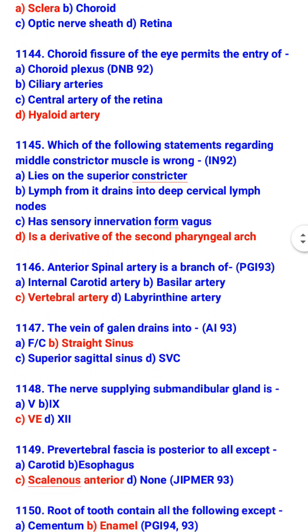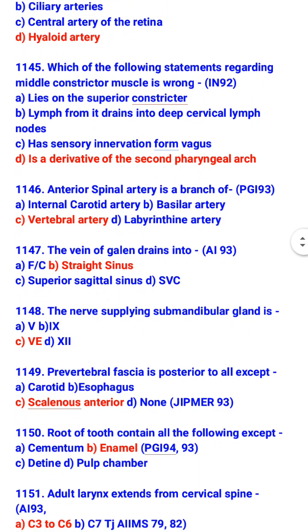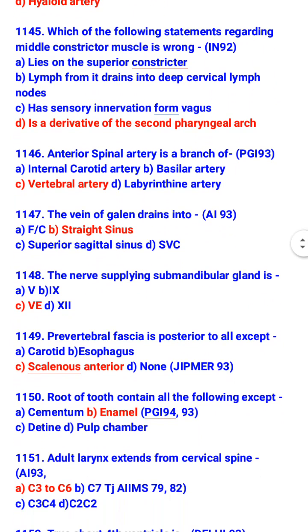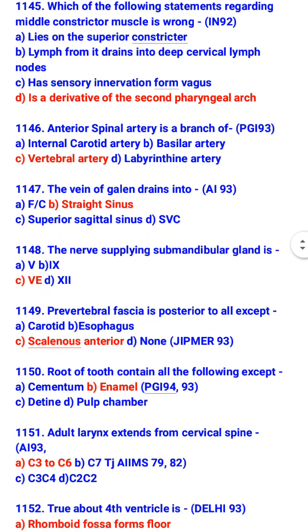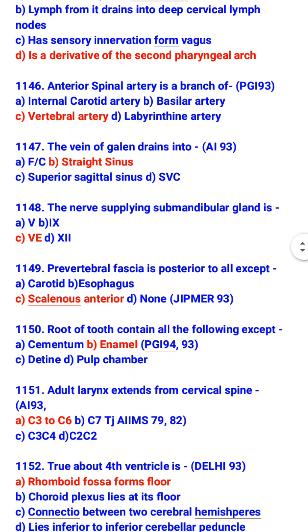Anterior spinal artery is a branch of vertebral artery. The vein of Galen drains into straight sinus. The nerve supplying submandibular gland is... Prevertebral fascia is posterior to all except scalenus anterior. So the prevertebral fascia is posterior to carotid, esophagus.